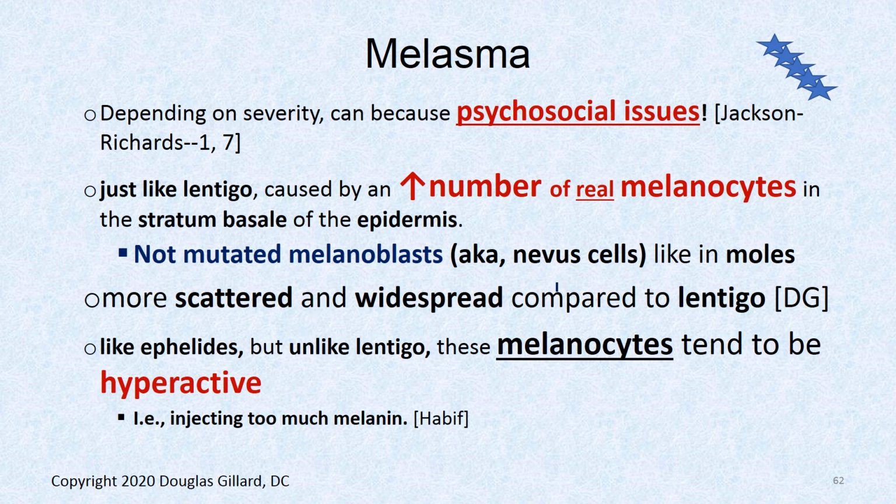They're scattered, widespread, as we said. Lentigo can be widespread, but it's solitary lesions. Like ephelides, the melanocytes do become a little bit hyperactive in this condition. So it's kind of a combination of both then. The melanocytes are not only too numerous, but the ones that are there can be hyperactive as well.